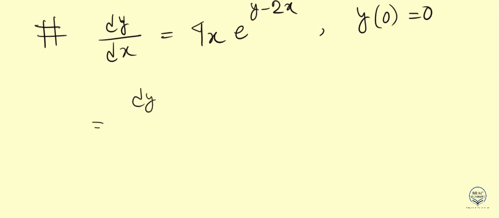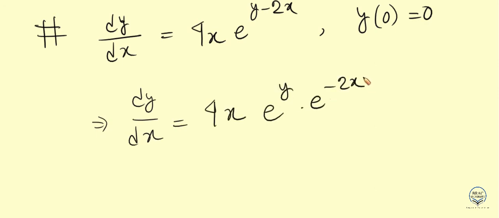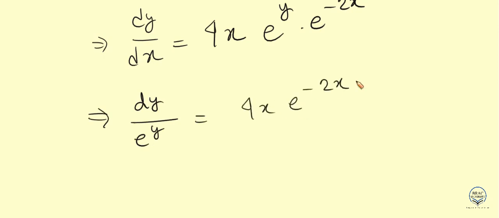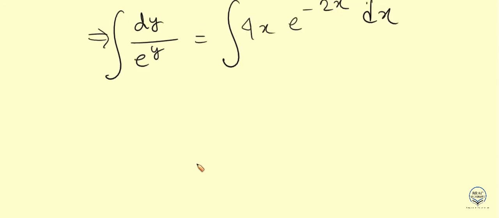So if you do it like this, you can see that there is a 4x e to the power y times e to the power minus 2x, right? Now let's separate them. So this will be dy by e to the power y, and I'll have 4x e to the power minus 2x dx over here. And now you integrate both sides. Again, we are doing indefinite integration.